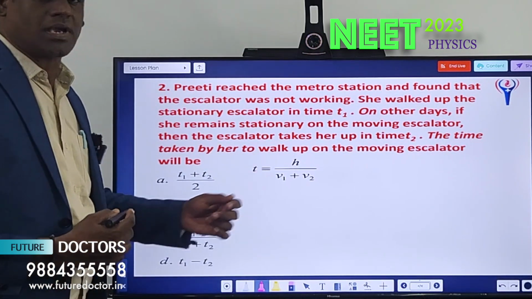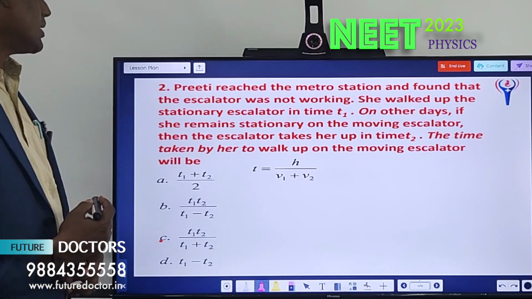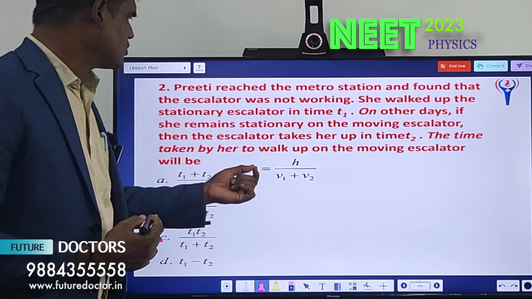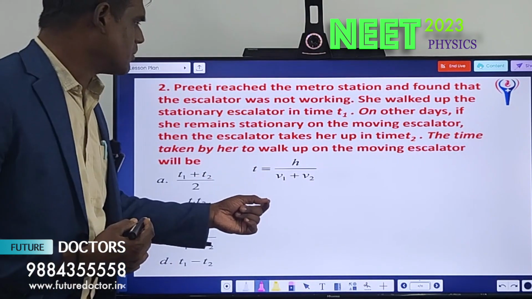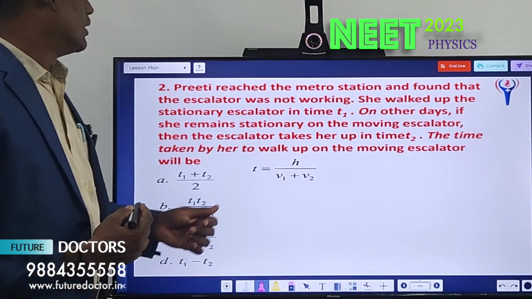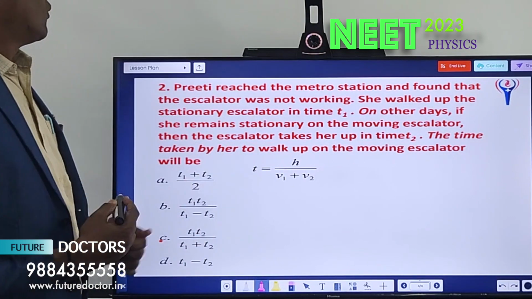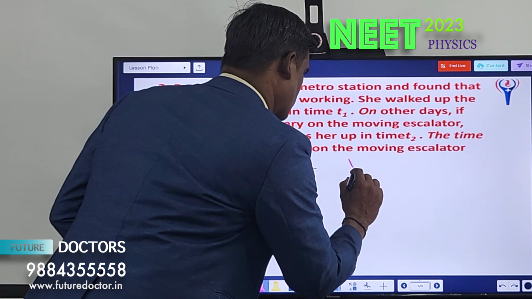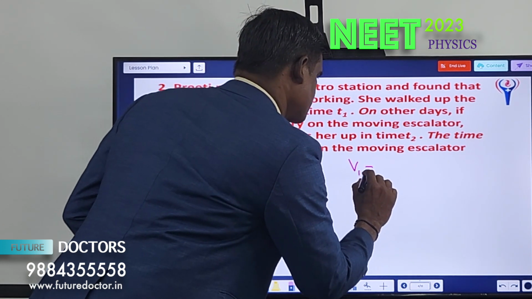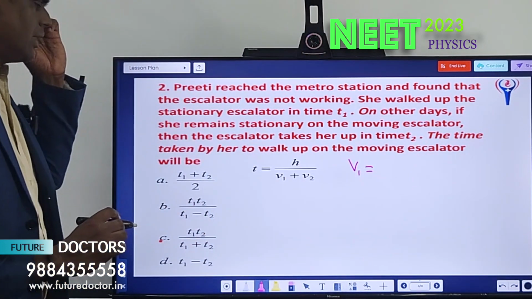T equal to h by v1 plus v2. That is the time taken by the girl to walk up on the moving escalator. And v1 is the speed of walking in the stationary escalator.